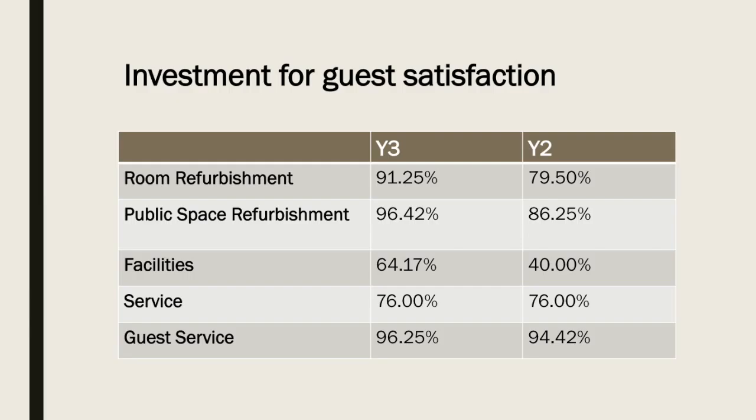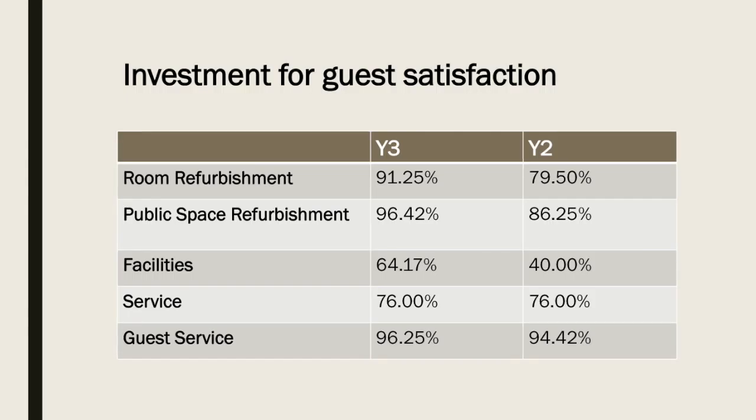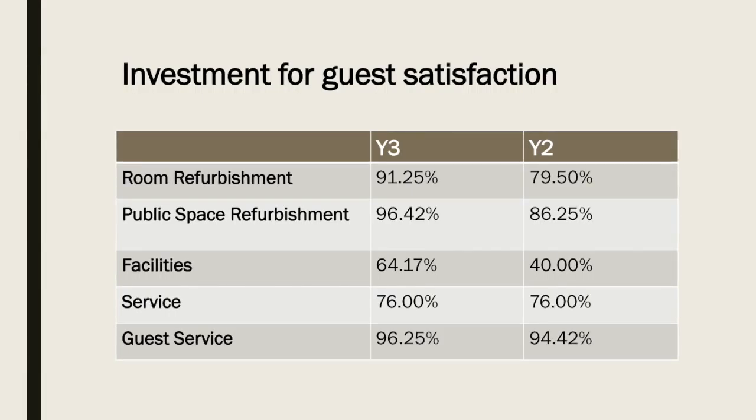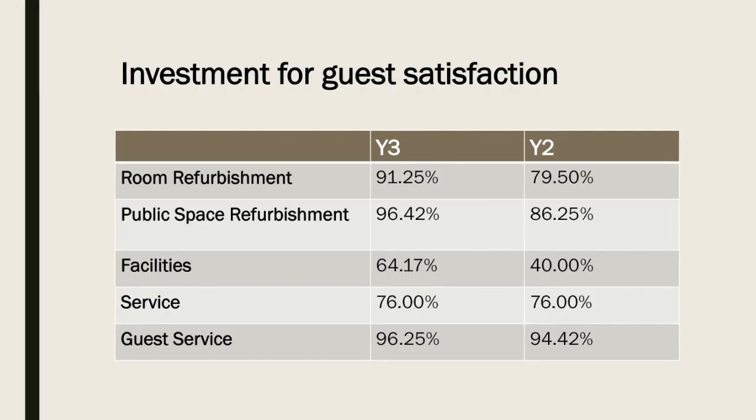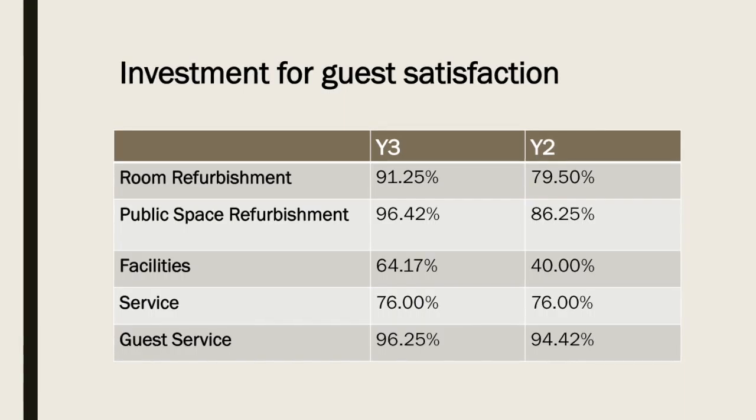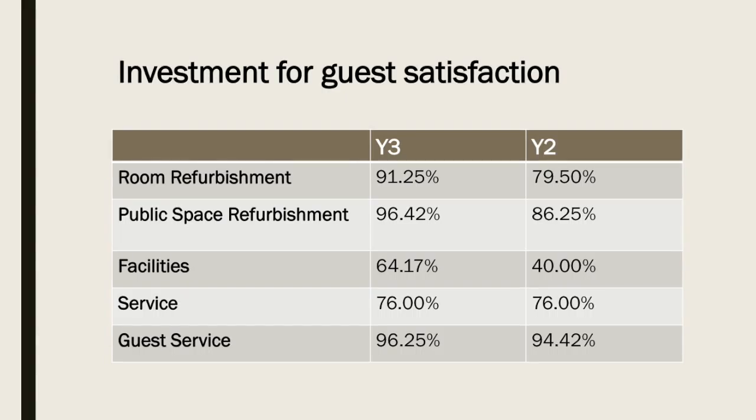For the guest satisfaction and investment department, first we make a comparison between last year and this year. Last year, for the room refurbishment level, we increased by more than 10%, and for the public space refurbishment, we increased by around 10% as well. And for the facilities level, last year it was 40%, but this year we reached 64.16%. It means we increased a lot of facilities this year.